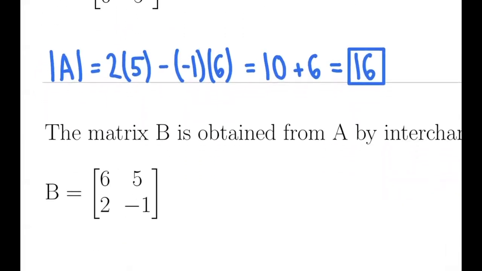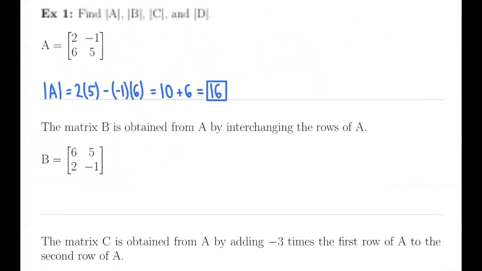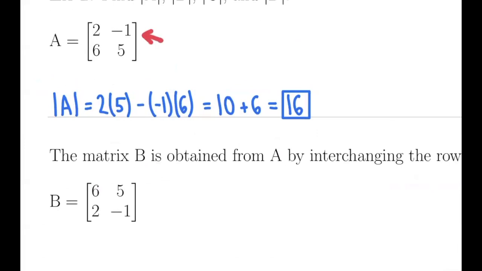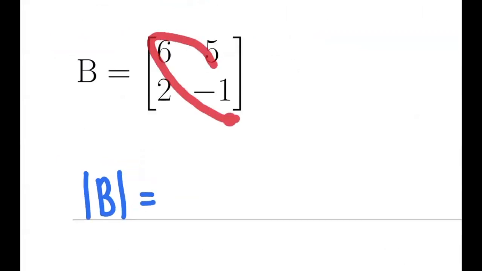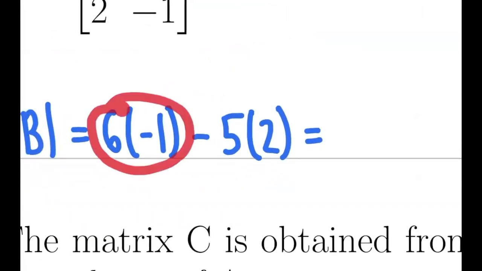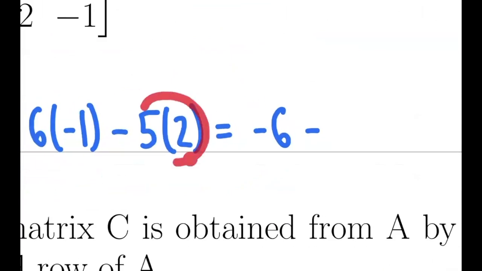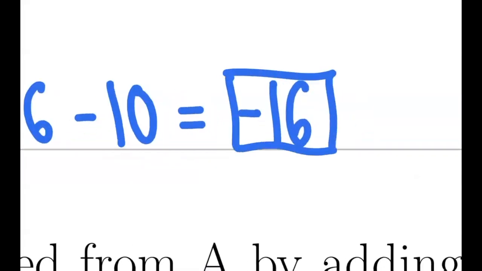Let's find the determinant of this matrix now. Notice how the matrix B is obtained from A by interchanging the rows of A. If I swap these two rows, you get this matrix B. And let's see what the determinant of this matrix is. It's the same idea. We're going to do 6 times -1 minus 5 times 2. This equals -6 and then minus 10 right here. So you get -16.